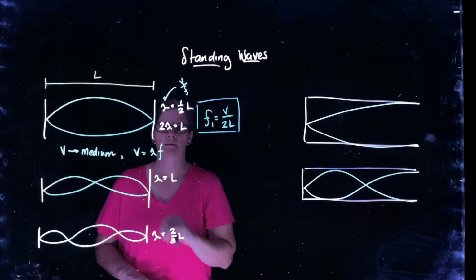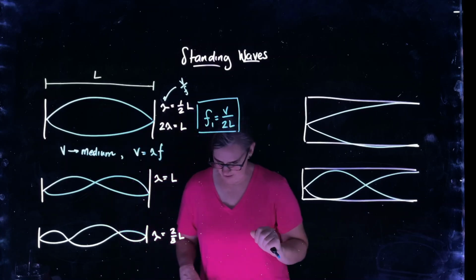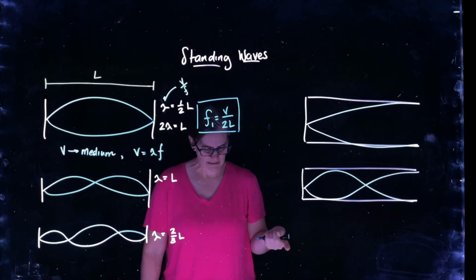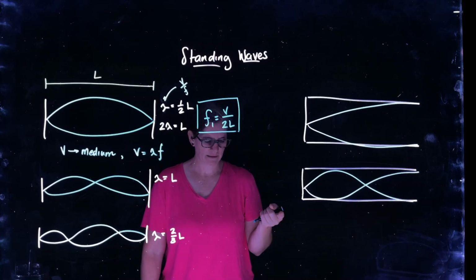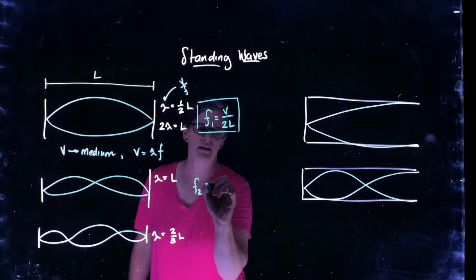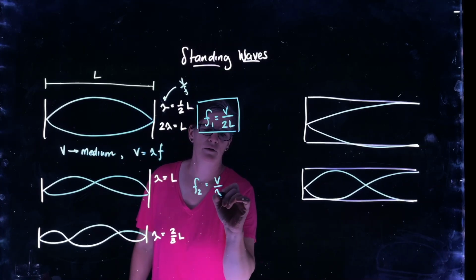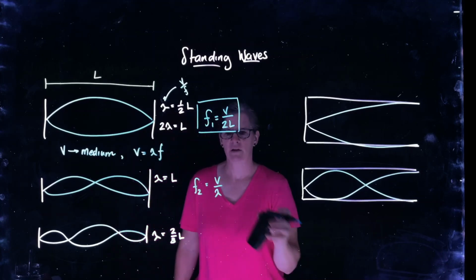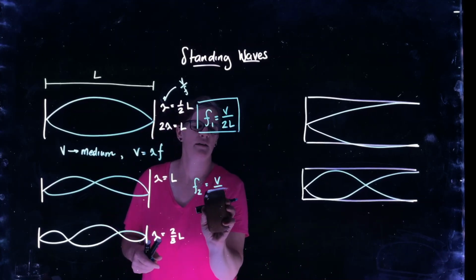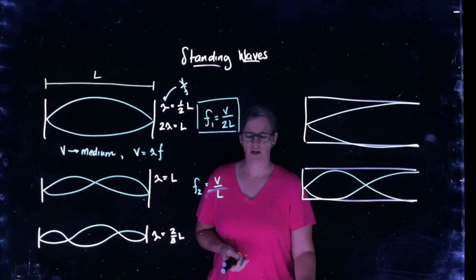So that's just a math substitution. Go ahead and do that a little on the side if you want to confirm it. For my second harmonic, I find that the frequency of the second harmonic is equal to the speed over the wavelength. For my second harmonic, we know the wavelength is equal to the length of the object.